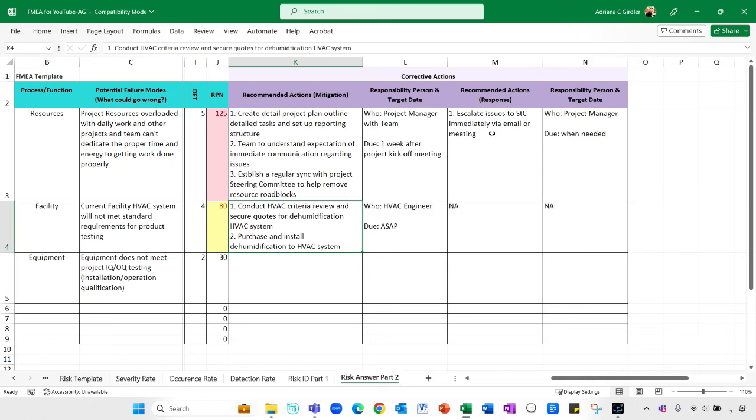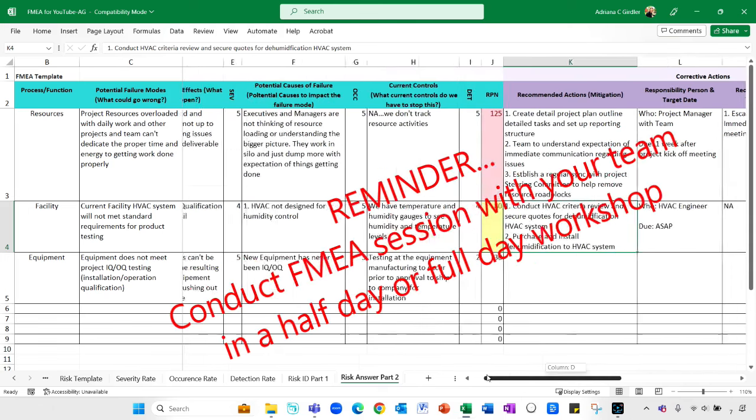We also have decided in some instances, if the risk should come to fruition, even though we've done our mitigation plan, what is our plan to deal with that? And so we have that there too. And in some instances, you don't have a response plan, because for the HVAC example, we're dealing with it by ensuring that we purchase the dehumidification for our HVAC system. So this here is your FMEA.